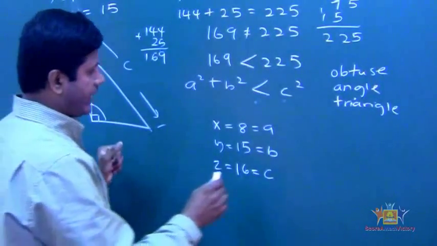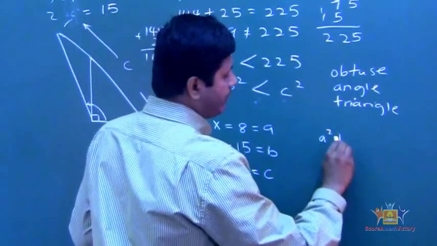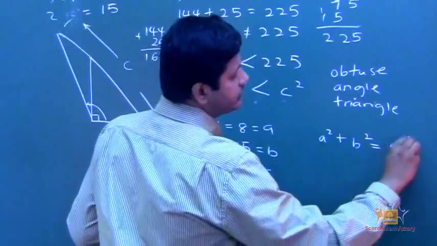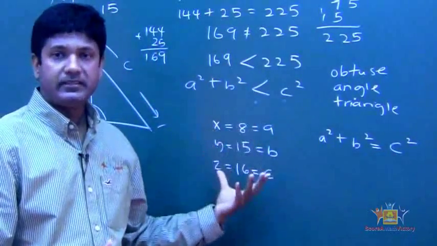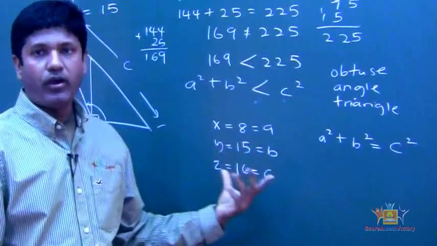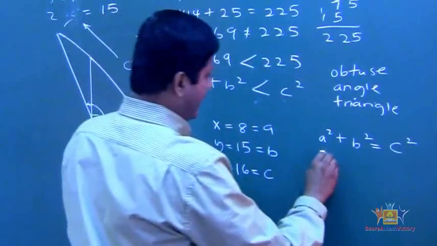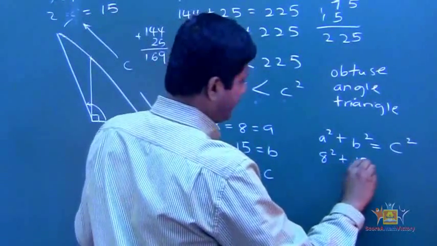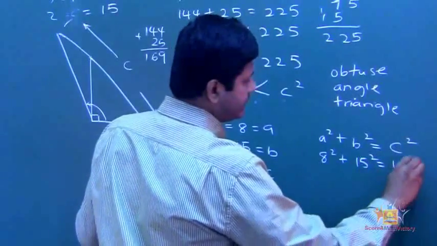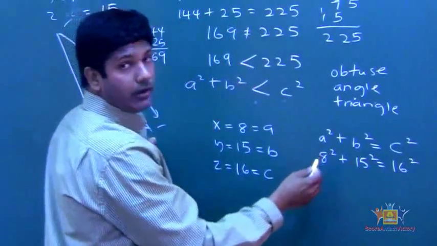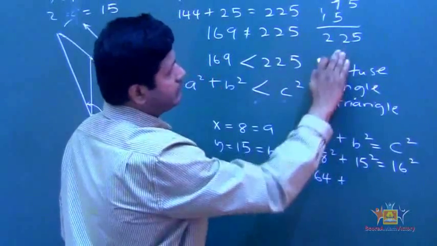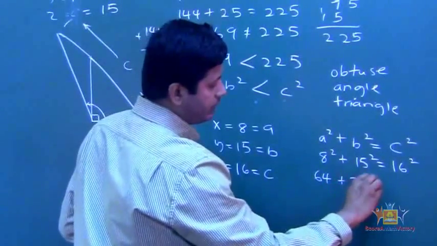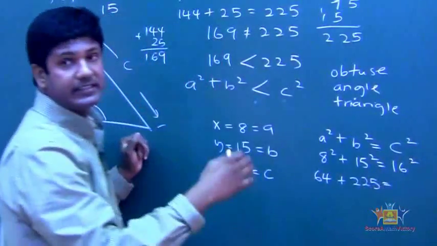Alright, so now let's line it up. We're going to say A squared plus B squared should equal C squared. That means this measurement makes it what? A right angle triangle. So let's do that. 8 squared plus 15 squared equals 16 squared. 8 squared is 8 times 8, which is 64. 15 squared is 225. And 16 squared is 16 times 16.